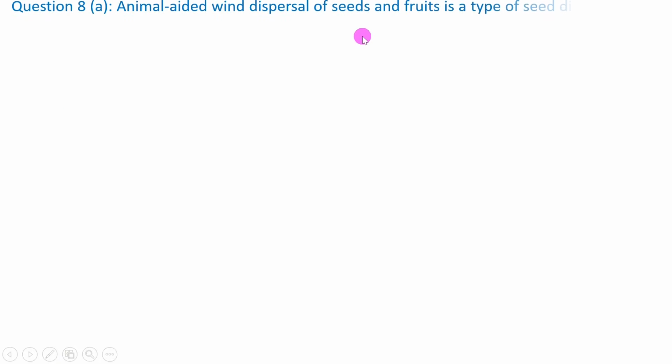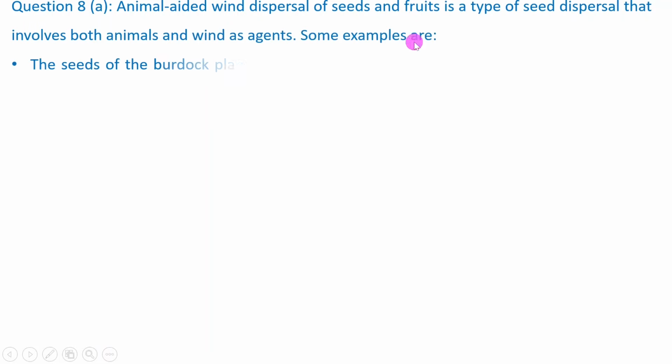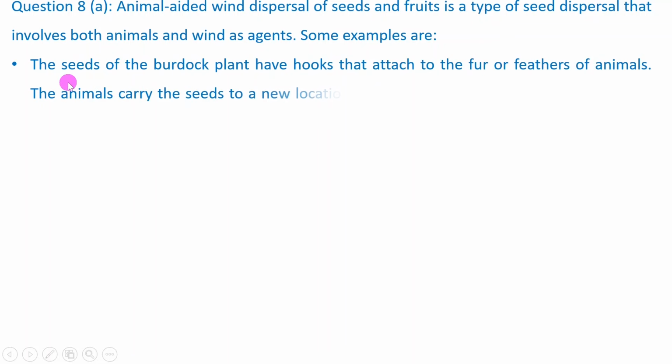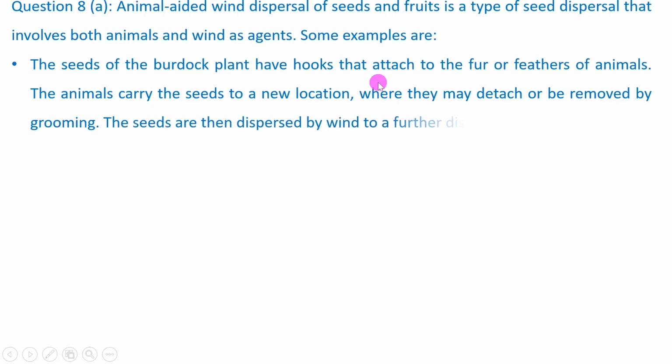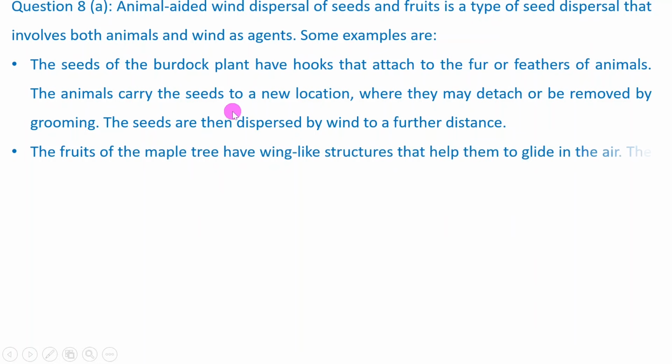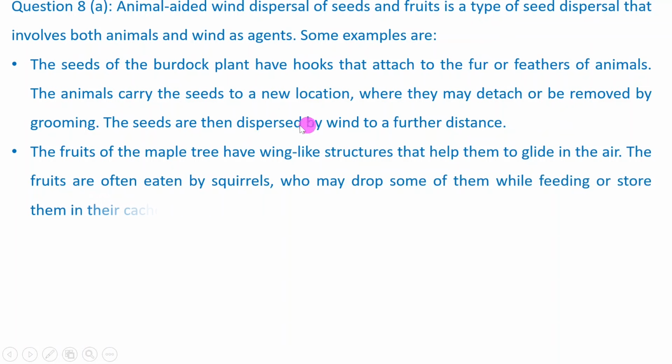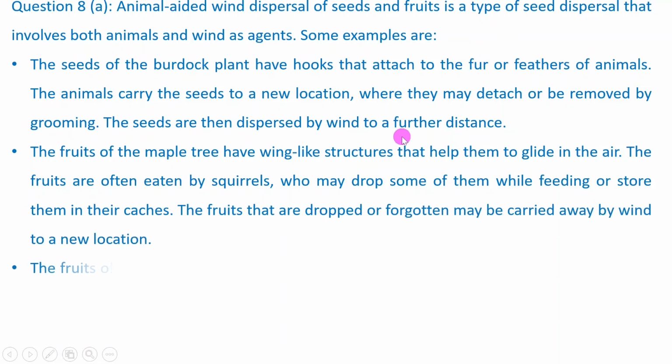Animal aided wind dispersal of seeds and fruit is a type of seed dispersal that involves both animals and winds as agents. Some examples are the seeds of the burdock plant have hooks that attach to the fur or feathers of animals. The animals carry the seeds to a new location where they may detach or be removed by grooming. The seeds are then dispersed by wind to a further distance.